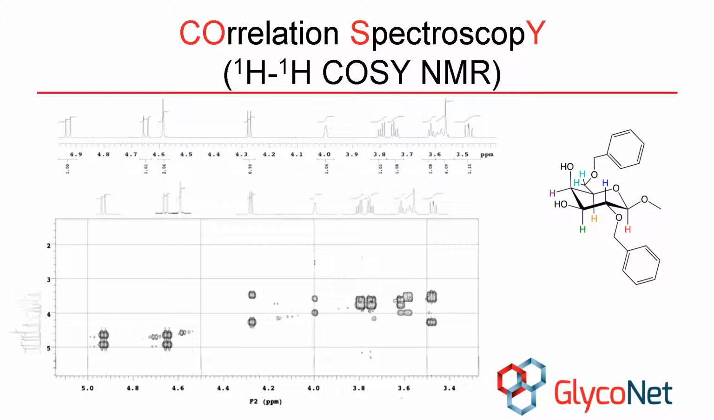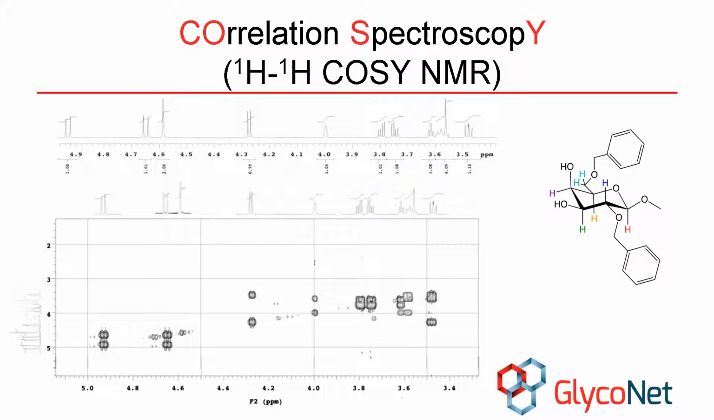A COSY spectrum, or correlated spectroscopy, is a two-dimensional NMR experiment that measures the spin-spin coupling between neighboring hydrogens. This experiment is useful for when there is overlapping signals or when there is extensive second-order coupling and the coupling constants cannot easily be determined.